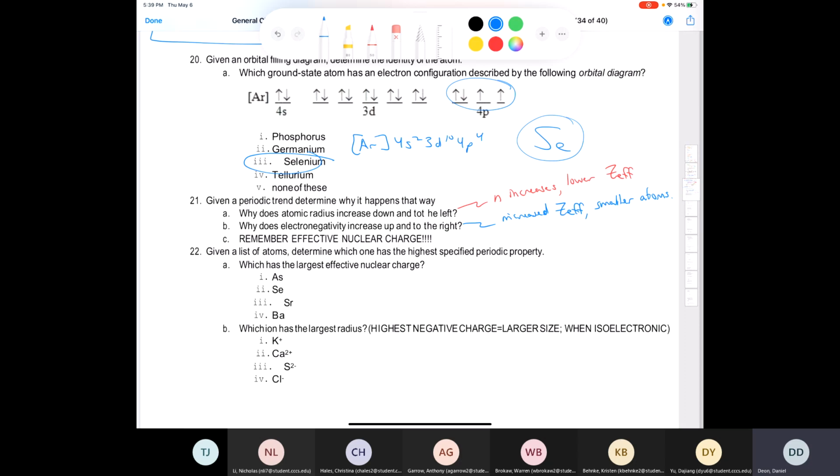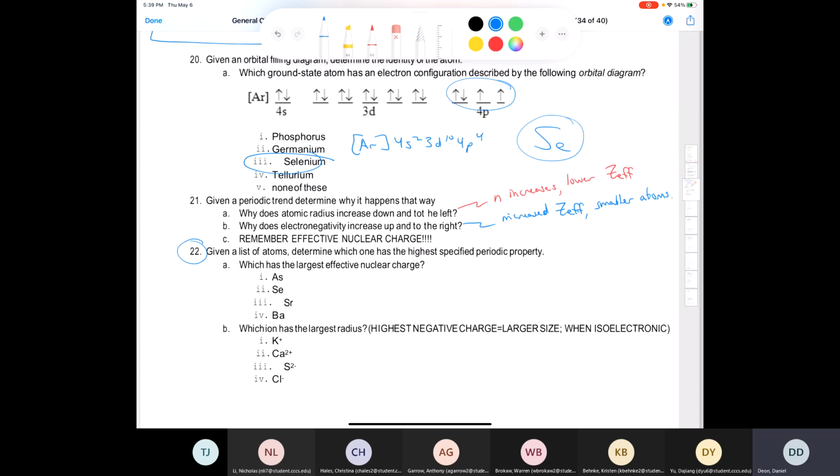So as the positive charge increases and increases, it's going to pull the outer electrons, or the valence electrons, in closer and closer and closer, which is counterintuitive, but that's the way effective nuclear charge works. Given a list of atoms in number 22, determine which has the highest specified periodic property, which one's going to have the highest effective nuclear charge.